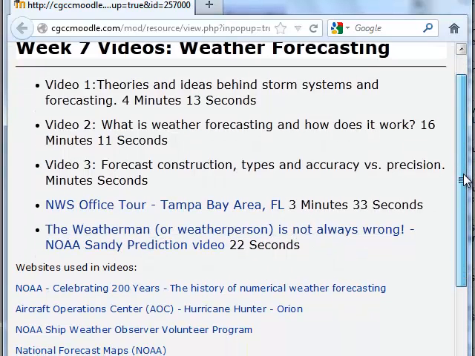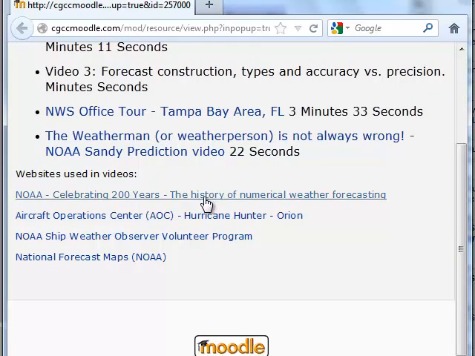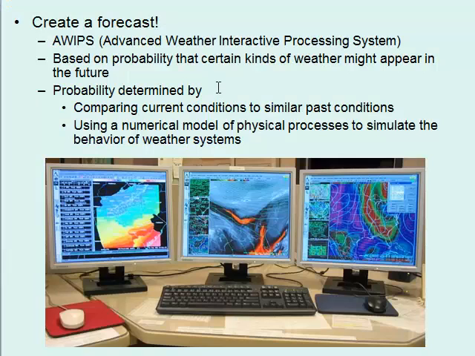And then definitely check out all these other videos about the history of numerical weather forecasting. Pretty interesting to look at what we had 200 years ago, what was used, and also what was used 50 years ago, and then some of the other neat links to check out. So these models are based on the probability that certain kinds of weather might appear in the future. This probability is determined by comparing the current weather conditions to what's happened in the past.